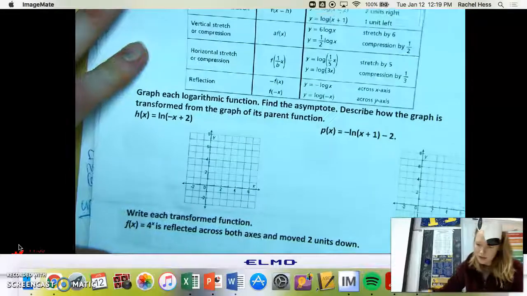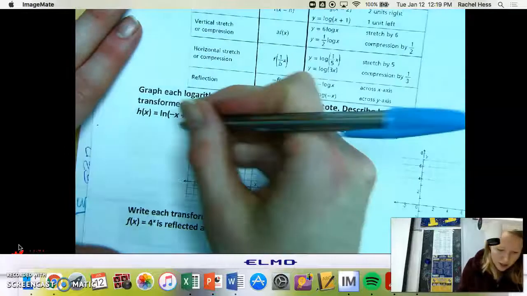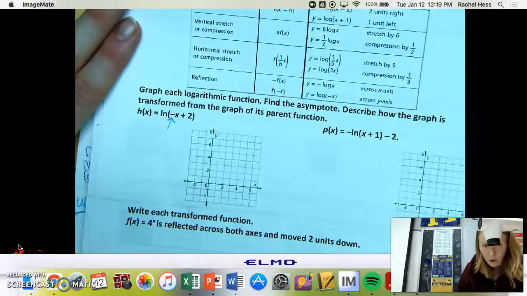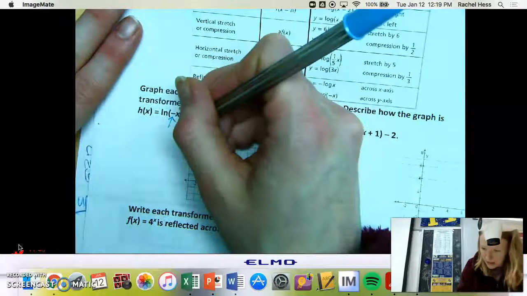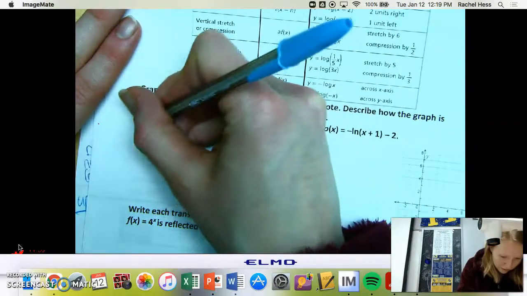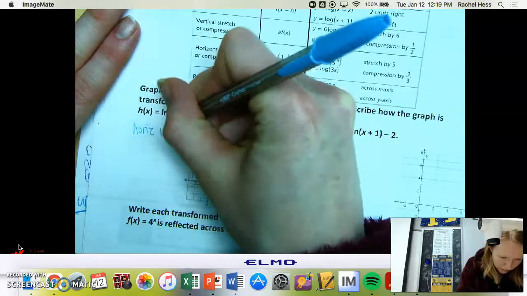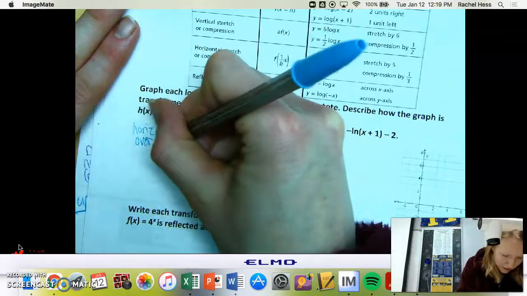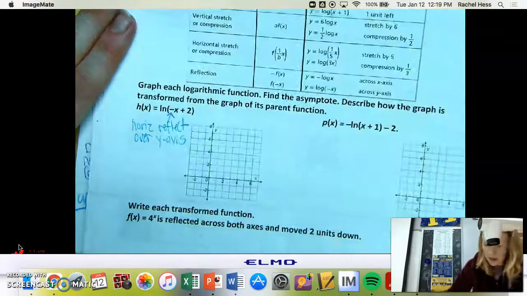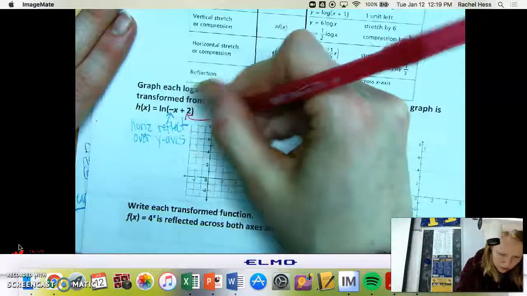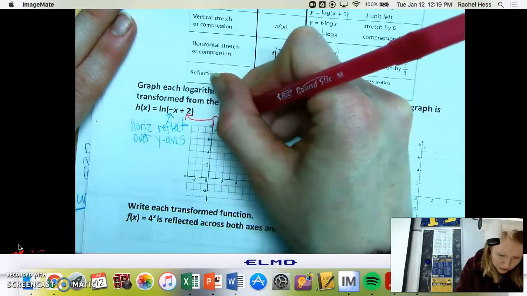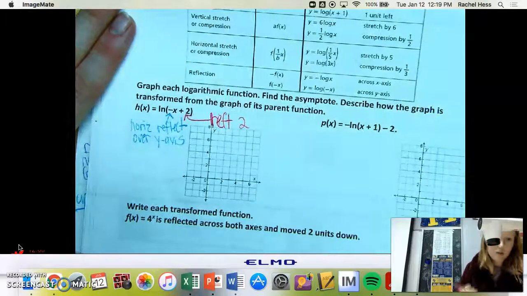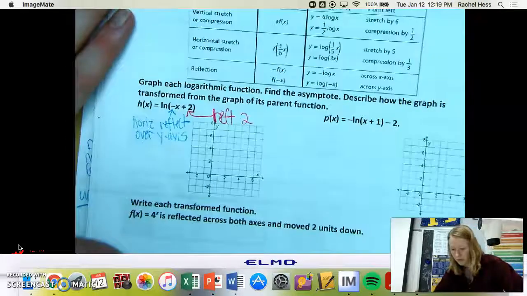So if we have something like the natural log, you can see both of these transformations are inside with x. So this negative applied to the x means a horizontal reflection, which means over the y-axis. And then this plus 2 means that we have to move the opposite direction and go left 2. Because it's horizontal, it's with the x, it's going to do opposite of what we would think.